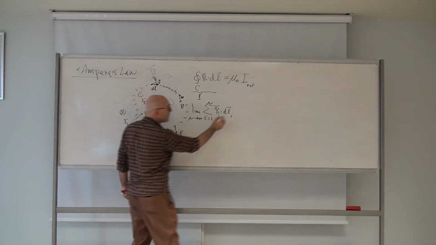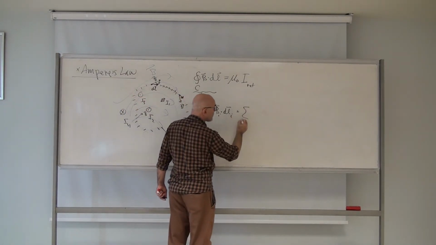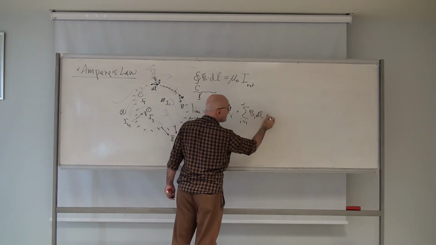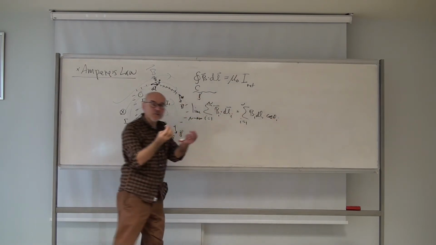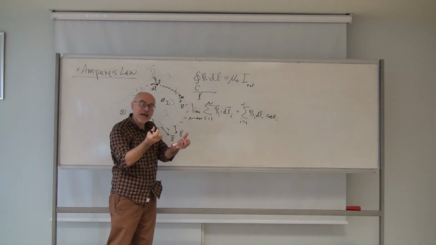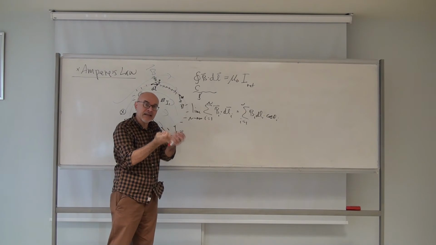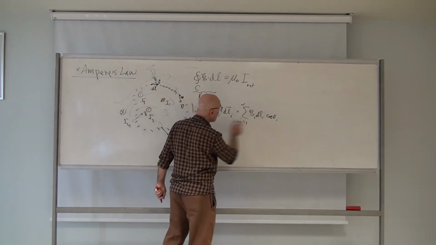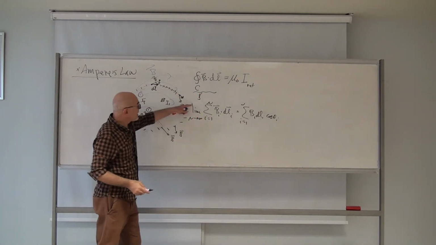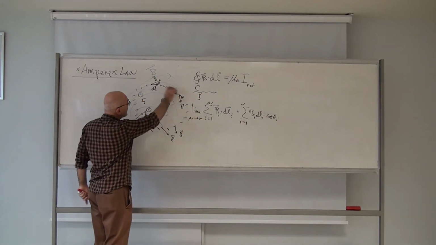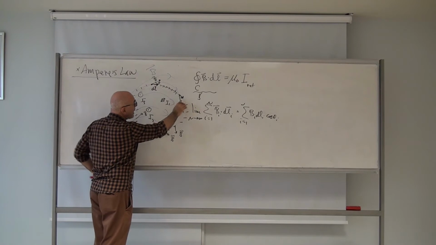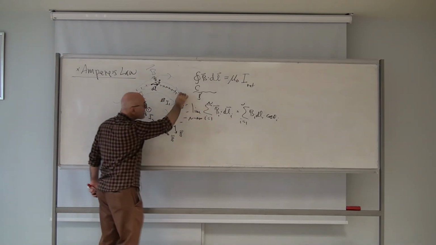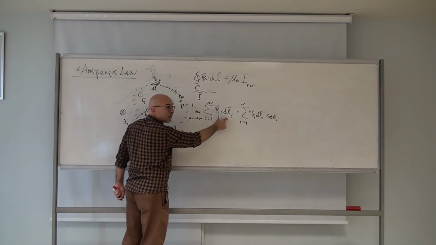This is actually B_i · dL_i cosine theta, because the dot product between two vectors is the product of their magnitudes multiplied by the cosine of the angle subtended by these two vectors. So this is a scalar quantity. When you take B at each point, construct this product with dL, and then sum these up, these are just scalar quantities, numbers.